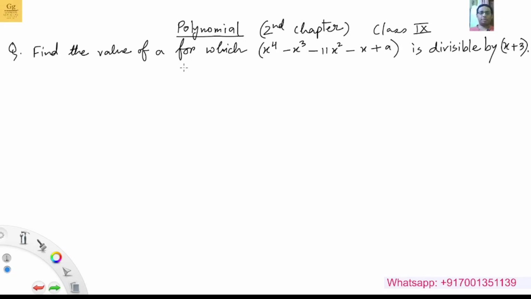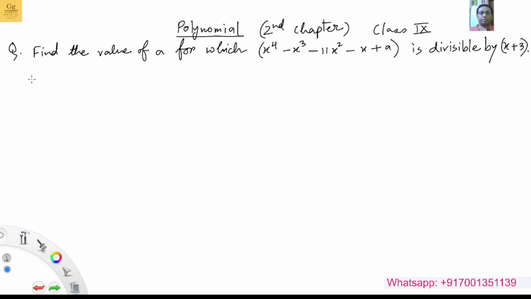आज हम लोग पॉलिनोमियल सेकंड चैप्टर क्लास 9 का लेके आए हैं एक क्वेश्चन। यहाँ पे बोला जा रहा है कि a का वैल्यू क्या होगा। Find the value of a for which this polynomial x to the power 4 minus x cube minus 11x square minus x plus a is divisible by x plus 3. So we have to see that x plus 3 से divisible हो रहा है, so x plus 3 will be a factor of this polynomial.